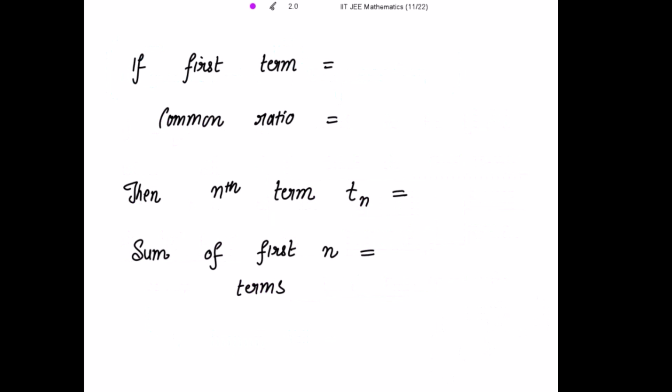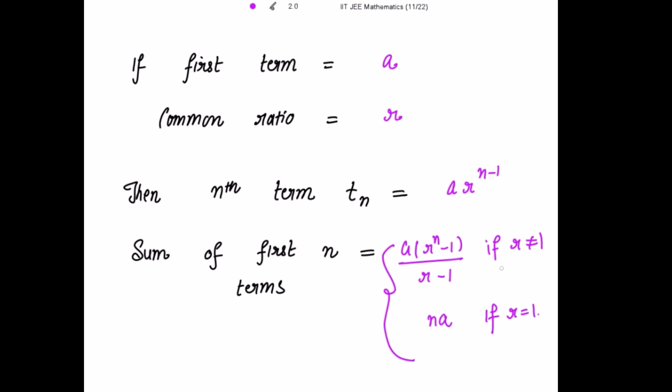Then if I consider the first term to be A and the common ratio to be r, then the nth term Tn is calculated as A into r to the power n minus 1. N is the number of terms. And the sum of the first n terms is equal to A into r to the power n minus 1 divided by r minus 1 if r is not equal to 1, and is equal to n times A if r is equal to 1. So this sum is for these two cases.